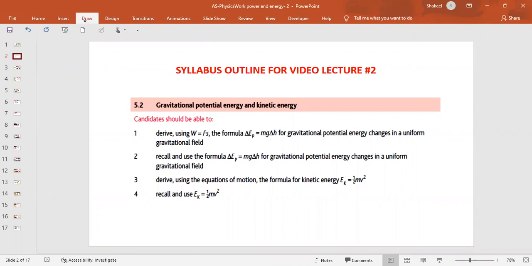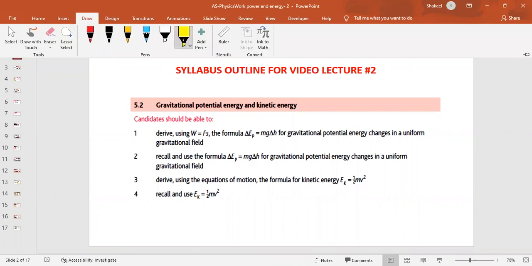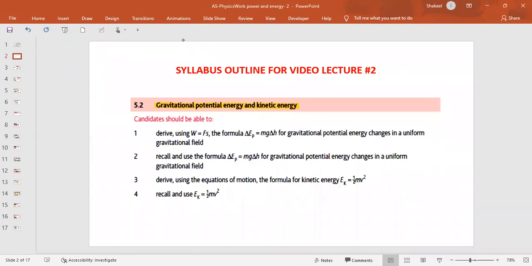And in this lecture, we are going to cover something about gravitational potential energy and kinetic energy and their mutual relationship. So first, we'll study gravitational potential energy inside a uniform gravitational field, and we will apply this formula in different situations inside the uniform gravitational field. And then we will look at kinetic energy and its derivation, half mv square, and we'll use it.